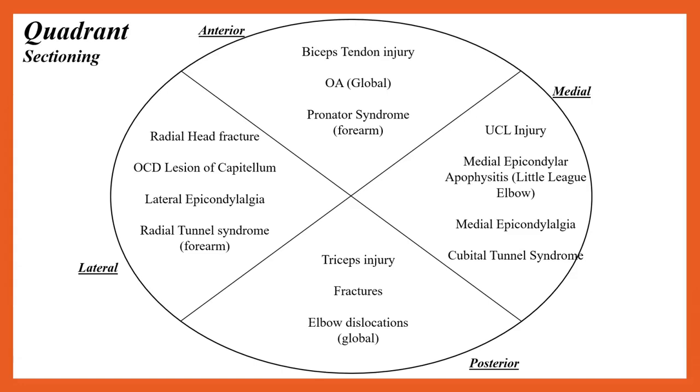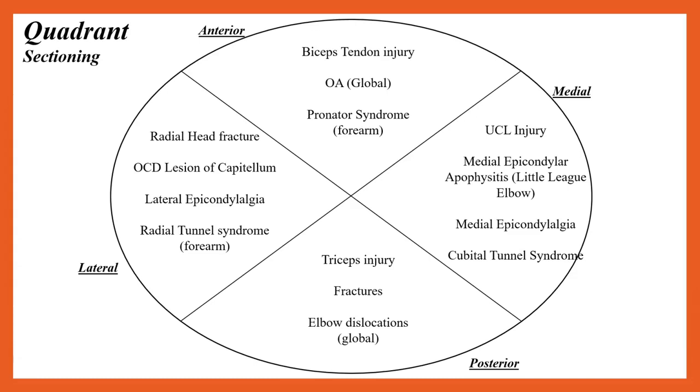This is an example of quadrant sectioning. As you can see, in this circle I've taken the four main directions of the elbow: anterior, medial, posterior, and lateral. And I've bucketed in the differential diagnoses seen in those specific areas to help me when I get a patient whose subjective reports say something like, I have pain on the inside of my elbow versus pain on the outside of my elbow versus pain on the back of my elbow. I've now already eliminated some of the differentials. If they say medial sided elbow pain, I'm not going to be thinking of symptoms of lateral sided elbow pain.